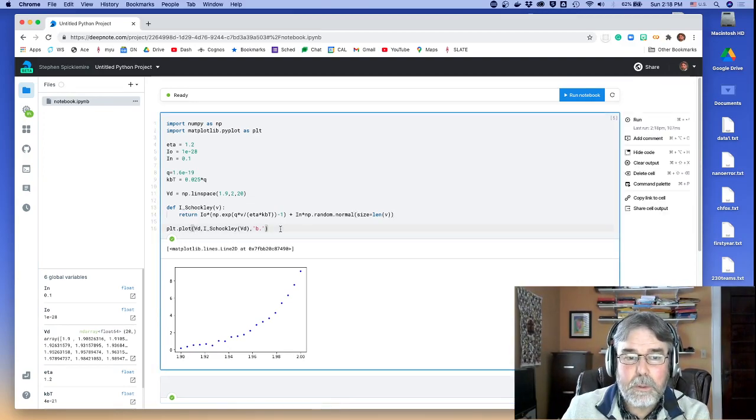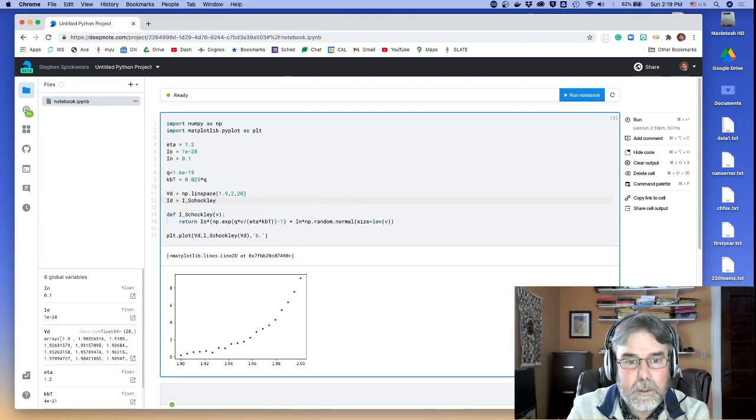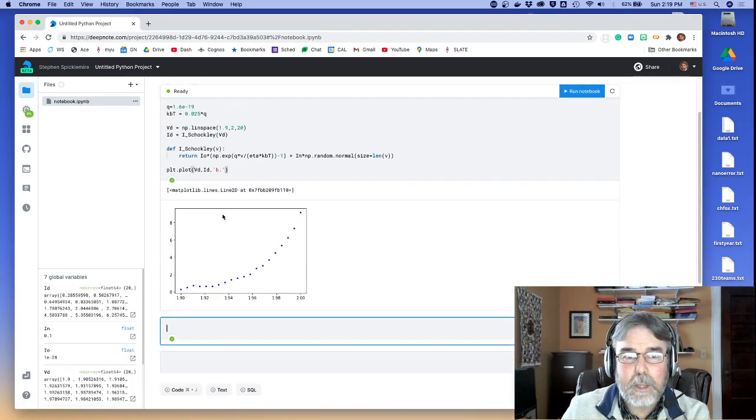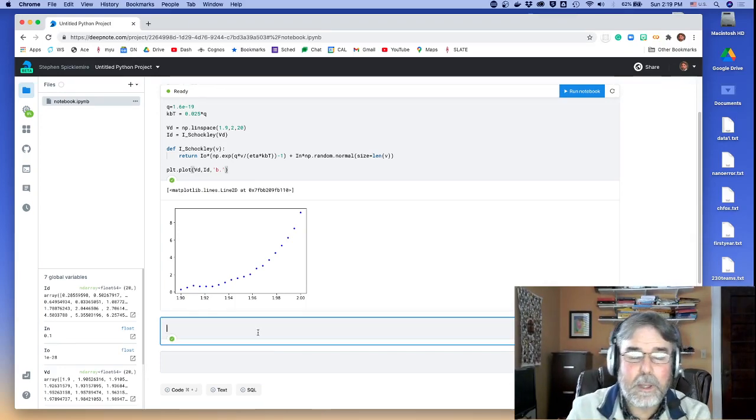So now let's do this. I'm going to let ID be I Shockley of VD. I'm just going to treat it as if it were data, because that's how I want to think of it. It's like it's data. So now I've got, just like we had data from the lab, let's do the same thing with this data that we did with the data from the lab. What did we do? We did a fit, right? We called polyfit on this.